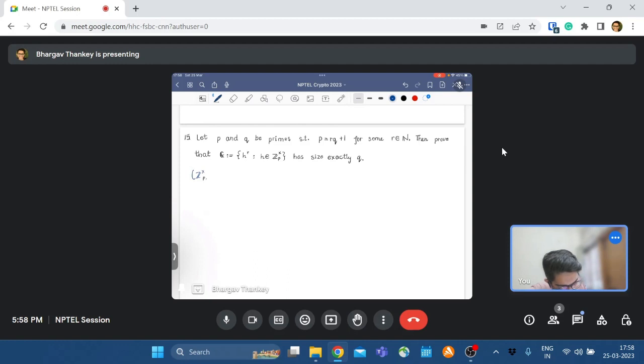ZP cross, this mod P, is a cyclic group. This we saw in class, right? So let g be its generator. Now, the order of g is exactly equal to the size of ZP cross. That's P minus 1, right?